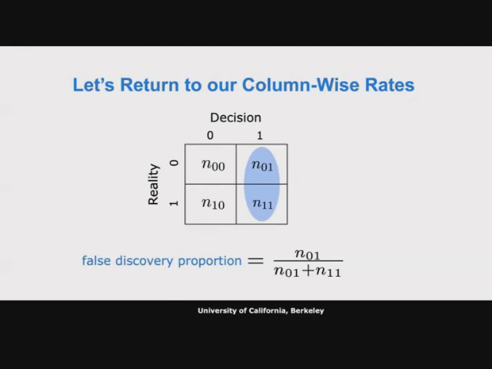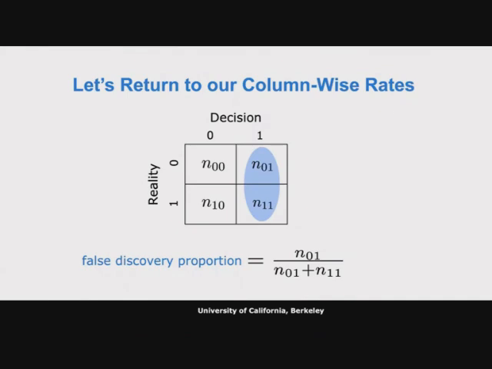It's called the false discovery proportion. Of all the times that you made a discovery, i.e. you made the decision equals 1, you said the person has the coronavirus, or this is a fraudulent transaction, or whatever, of all of those times, what fraction were actually errors? What fraction of those were false discoveries among the total number of discoveries? So N01 is a false discovery. N01 plus N11 is the total number of discoveries you made.